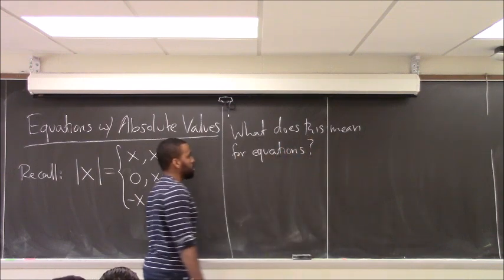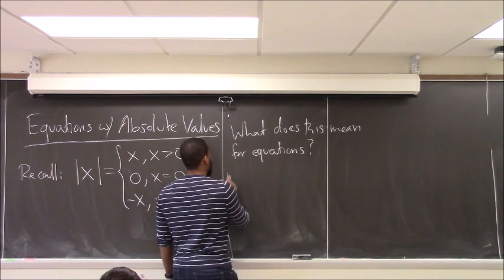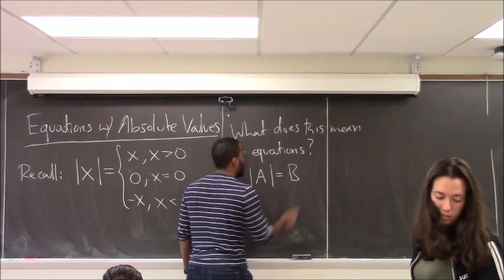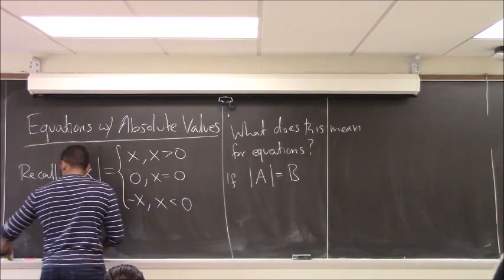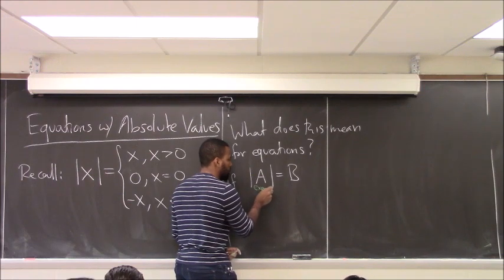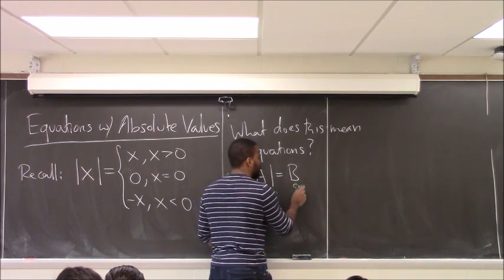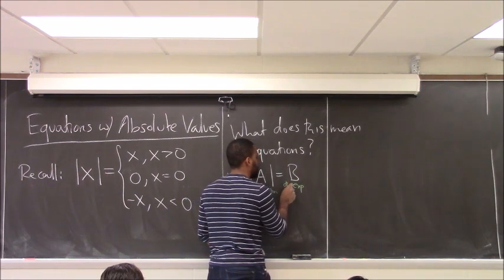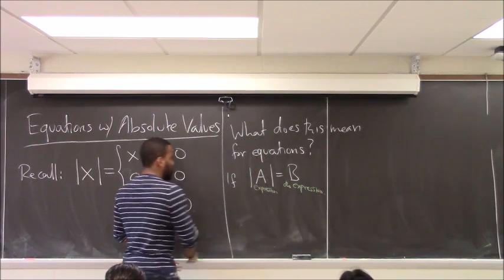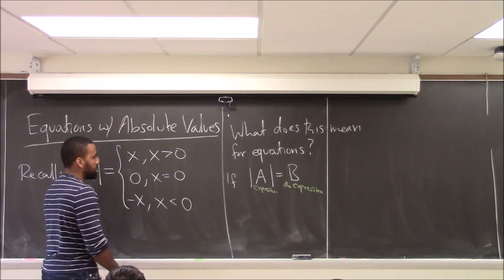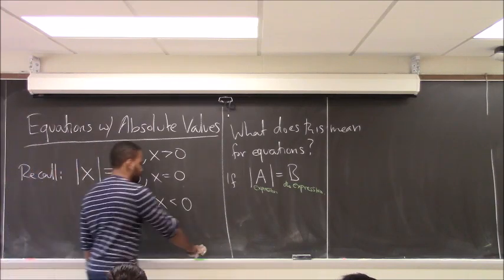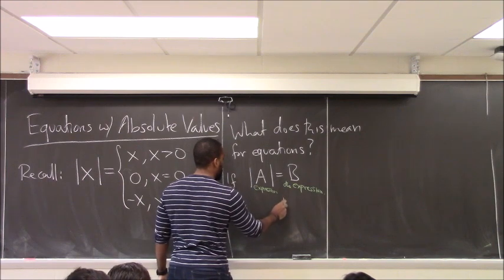Well, simply put, the following would hold. If you have something like the absolute value of A equals B, where these are just some mathematical expressions, they could have whatever kind of function. This is an expression, and this is some other expression. What you realize is that because of how absolute values are defined, it's going to break this thing up into two cases.